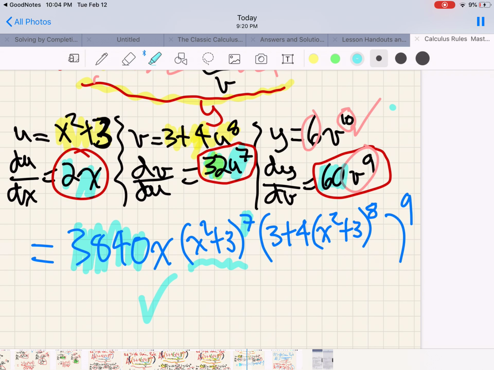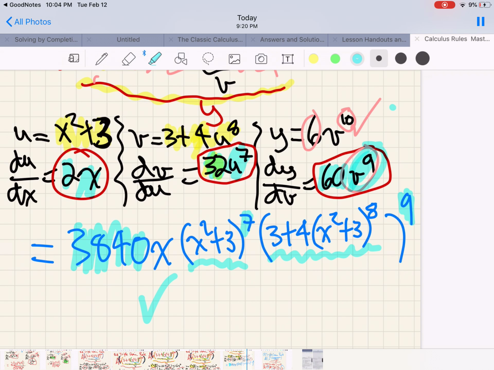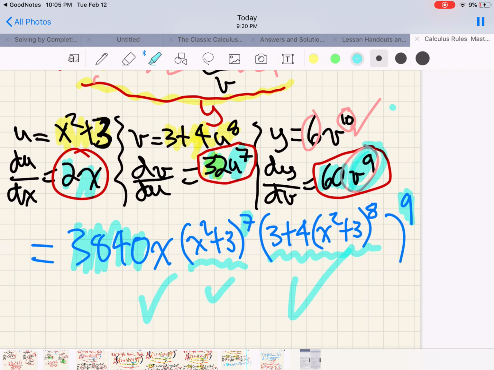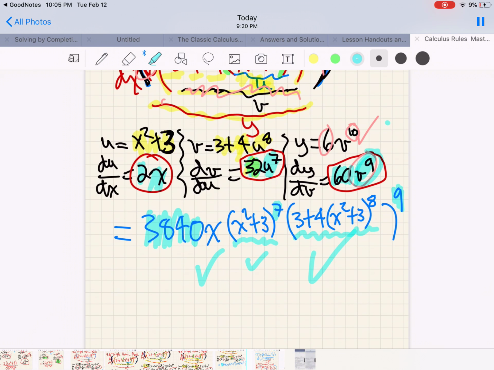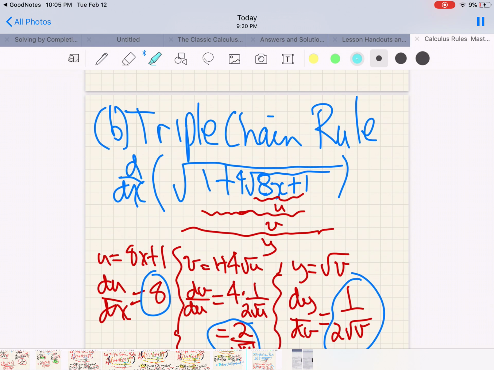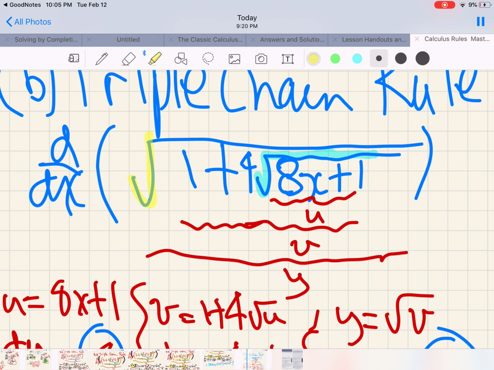Finally, it's v to the 9th. Well, v is worth 3 plus 4 bracket x squared plus 3 to the 8th. And then that's all to the exponent of 9. Okay, and I'm done. Square roots work the same way. I'm going to attach the solution sets right here, because here's the second triple chain rule one I did. And again, it has 2 sets of square root symbols instead of brackets, but it still works the same way. Okay, so that's another triple chain rule question.